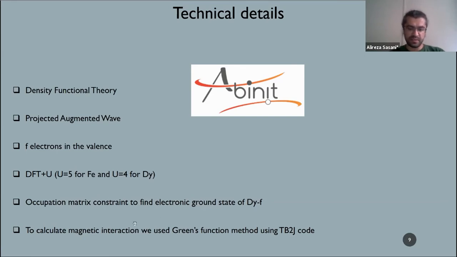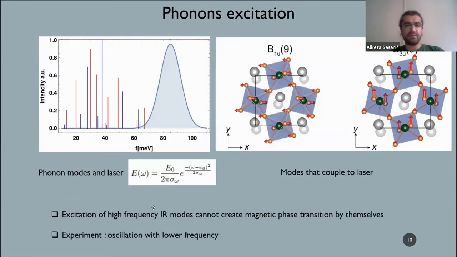Then we used the Green's function method as implemented in the TB2J code and calculated the exchange, the magnetic interaction, in our studies. By calculating the phonon frequencies for the two representations of the phonons, because the laser propagation direction is in the z direction and its polarization is in the AB plane, it only excites the B1U and B2U modes. Here I'm presenting the frequencies of the different modes, as well as their effective charges.